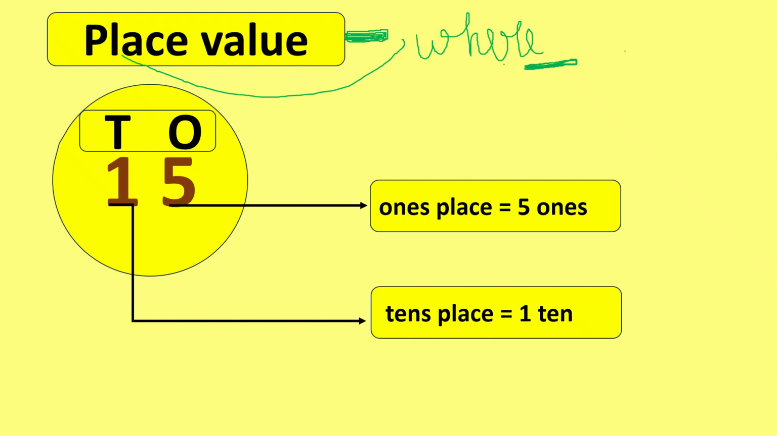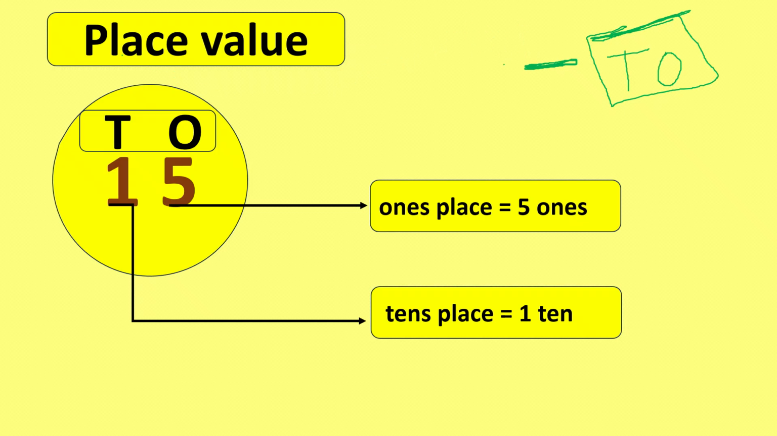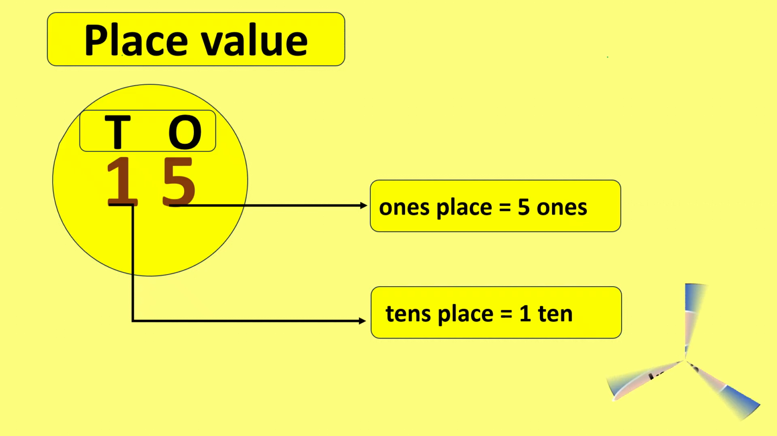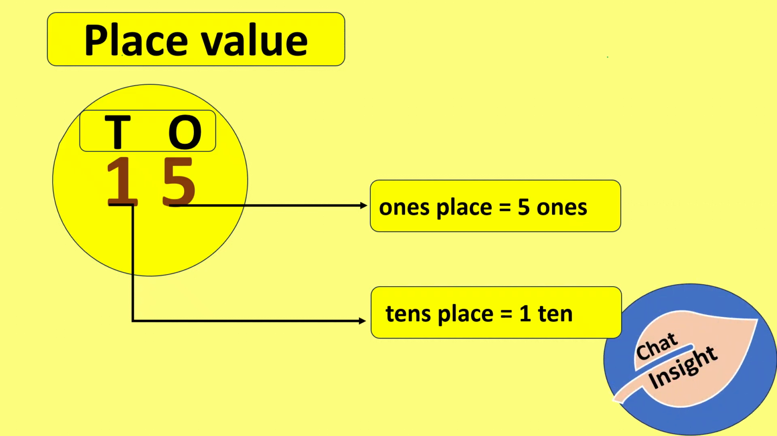So for place value, just remember one thing, which is TO2. If you remember that, your answers from class first to fifth are all covered by it. How is that possible? I will show you on the next page. So come on with me.